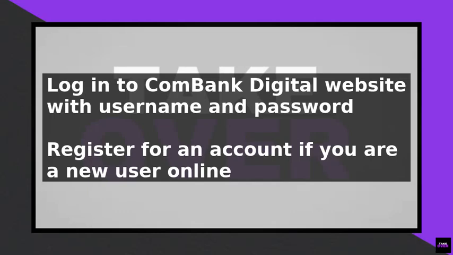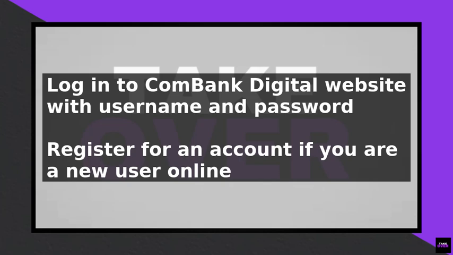To transfer money from the Combank digital website in 2023, follow these steps. First, go to the Combank digital website and log in to your account using your username and password. If you are a new user, you will need to register for an account by providing the required information and verifying your identity. Once you are logged in, click on the Payments tab and select the Transfer option.